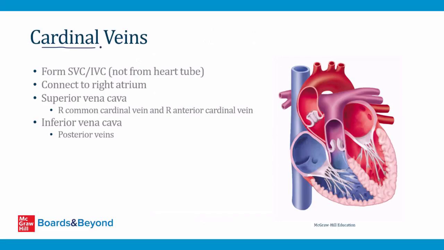Okay, let's talk about the cardinal veins. So the cardinal veins are structures that develop into the SVC and IVC. The SVC shown here and the IVC shown here do not come from the heart tube. They come from the cardinal veins. These cardinal veins will eventually connect to the right atrium and then go on to form the vena cava. The superior vena cava develops out of the right common cardinal vein and the right anterior cardinal vein, and the inferior vena cava develops from the posterior cardinal veins.